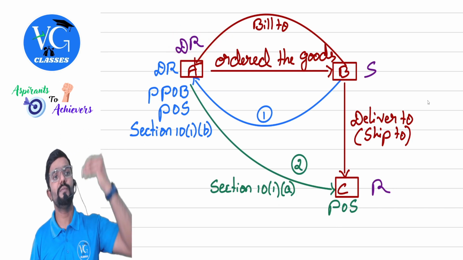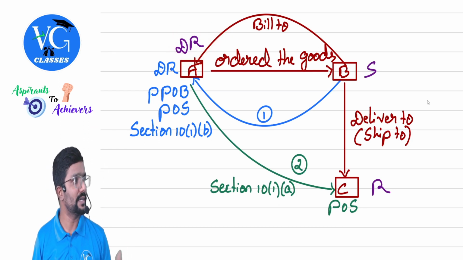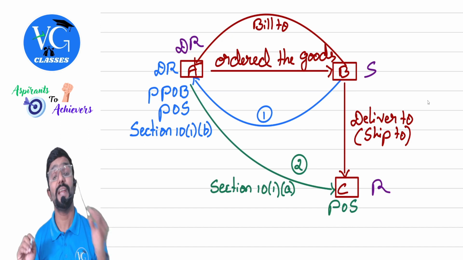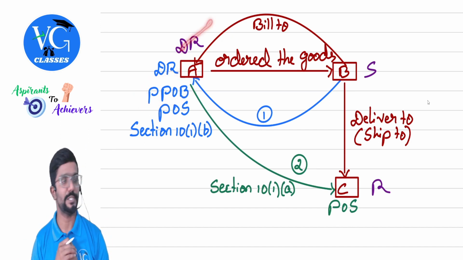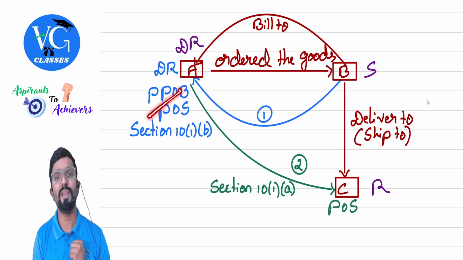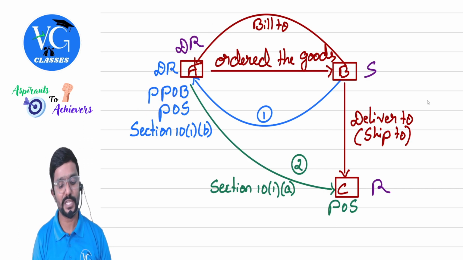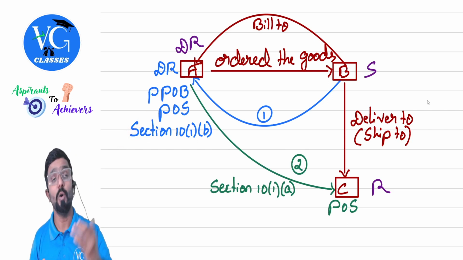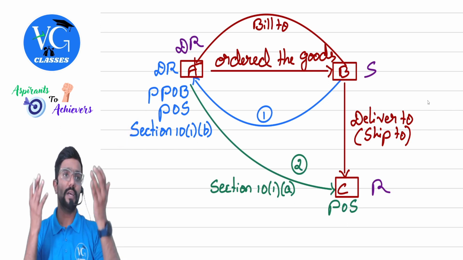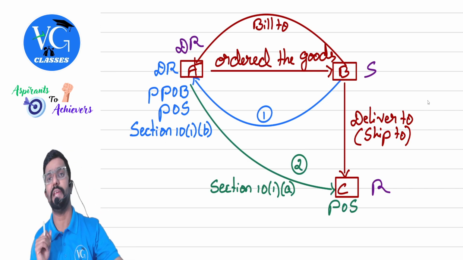And even when we were discussing about the place of supply, we learned what is the principal place of supply? The principal place of business of whom? Deemed recipient. This will be considered as place of supply as per section 10(1)(b). Is that clear? Now coming to credit part. Sir, this and all we already learned. Now why are you explaining?